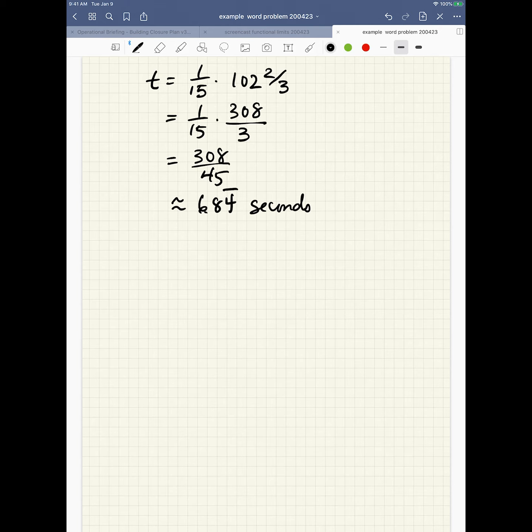Okay? Is that the answer we're looking for? Yes and no. That's part of the answer. What we really want to know now is, where did the car stop? That is, what's the location of the car when it stopped? So what is S of 6.84? At the time it stops, what's the position? How far did the car travel?